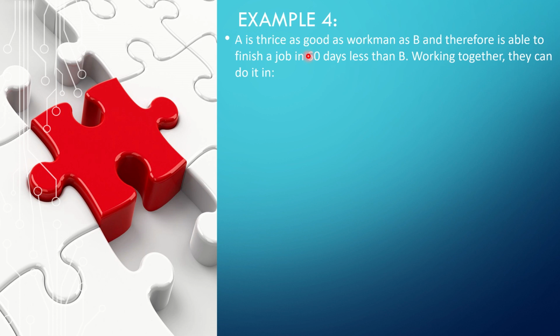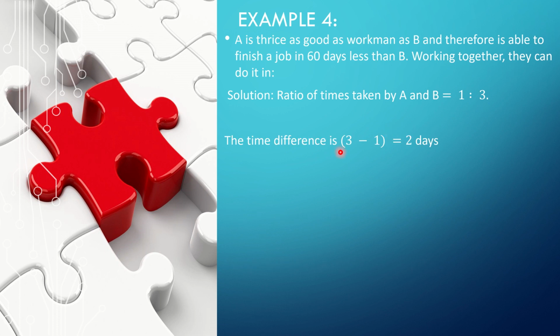So you see that the ratio will be what? A is thrice as good a workman as B, so the ratio between A and B is 1:3. That's the ratio in the number of days; for work, it will be 3:1. It means if a work is done by A in 1 day, that will be done by B in 3 days. So you see the difference between the number of days taken by them will be simply 2. Now here we are given a difference of 60 days.